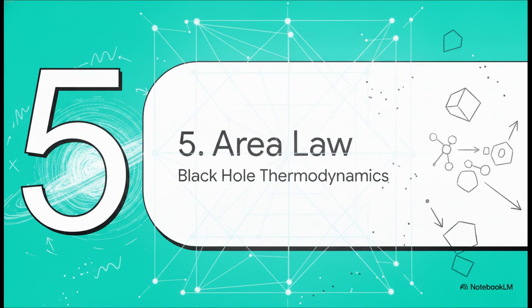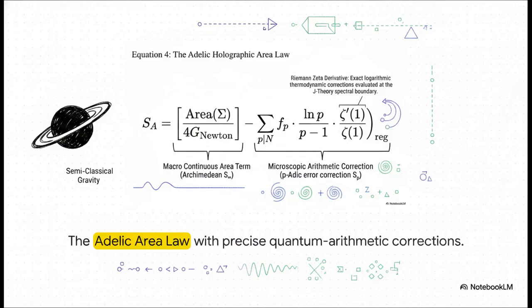Section 5. The holographic area law. Let's move on and see how this geometric framework builds directly into equation 4, the Adelic holographic area law. In semi-classical gravity, black hole entropy is just area over 4G. But this equation gives us an absolute unitary area law that subtracts an exact microscopic arithmetic correction, utilizing exact Riemann or Dedekind zeta function thermodynamic corrections, evaluated right at the J-theory spectral boundary.